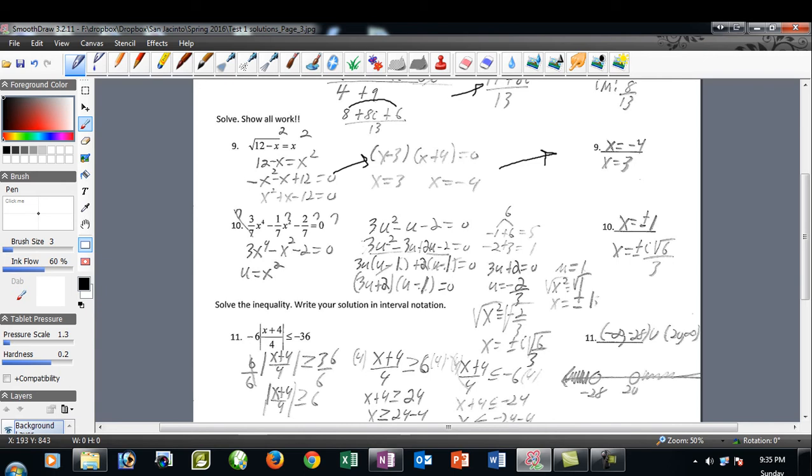Several people gave everybody 3 sevens. You only need 1 to kill those sevens. That gives you 3x to the 4th minus x squared minus 2 equals 0. Substitute u equals x squared to make it a quadratic equation. Bridge over troubled water gives you a 6. Give you a 3. Check your middle term.